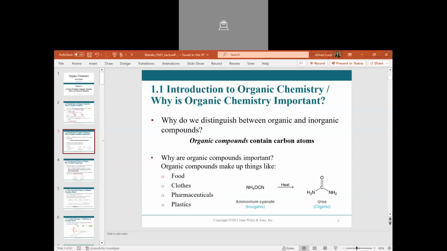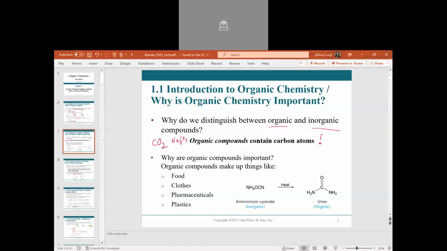So how can we distinguish between an organic and an inorganic compound? Again, organic compounds contain carbon atoms. There are some rare instances, things like CO2, things with carbonates in them, Na2CO3, so sodium carbonate or carbon dioxide. Either of these would not specifically be organic compounds, even though they contain carbon atoms.